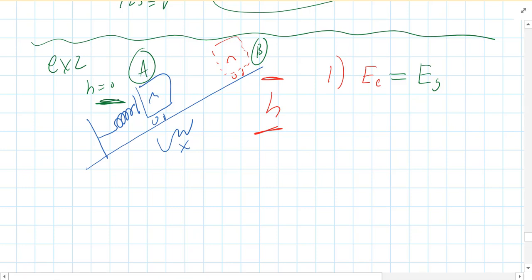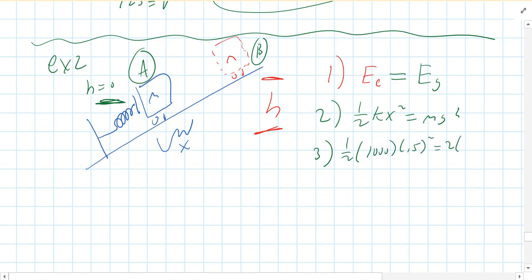So this is our new equation. We're going to put in the equations for each of these. So E sub E is 1/2 kx squared, and E sub G is mgh. And then step 3 is sub in your numbers. So we got 1/2 times 1,000 times 0.5 squared equals 2 times 9.8 times h. And this time we're solving for the height, which we don't know.